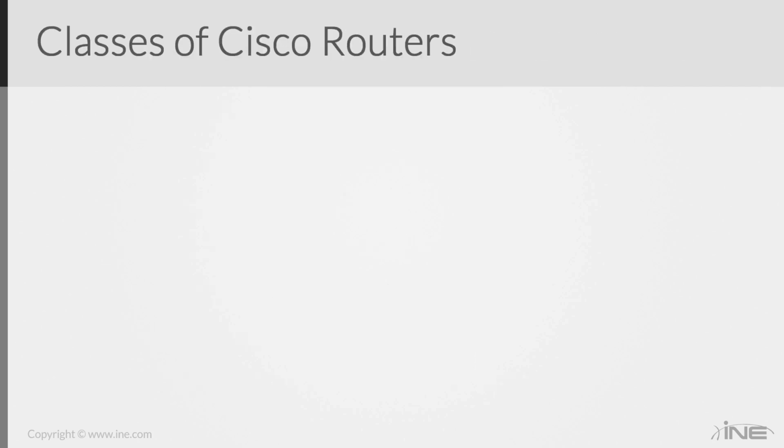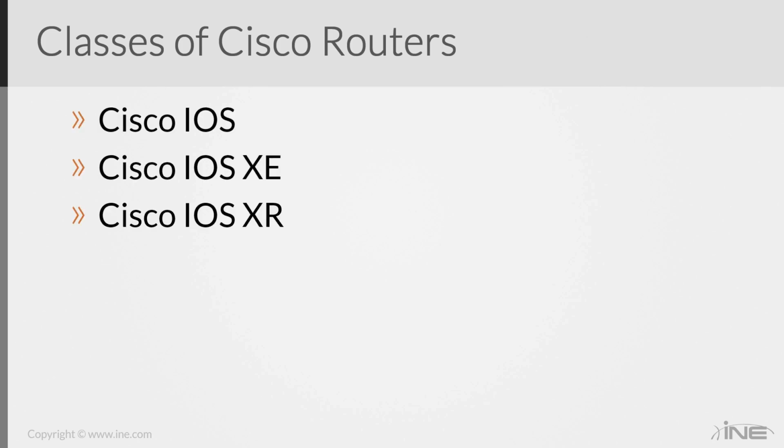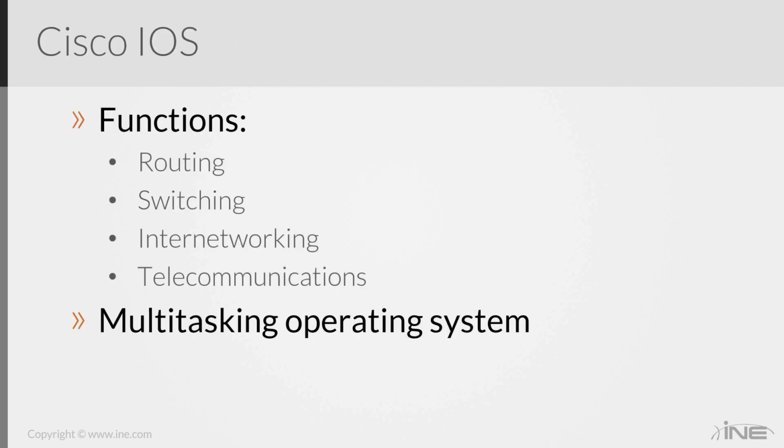Now, when it comes to the classes of Cisco routers, you have three different classes: IOS, IOS XE, and IOS XR. Within IOS, the functions are routing, switching, internetworking, and telecommunications. What this means is you could use the router as a router. You can use IOS on switches. You could use it to route in between subnets, things like that. A router could also be used for voice over IP.